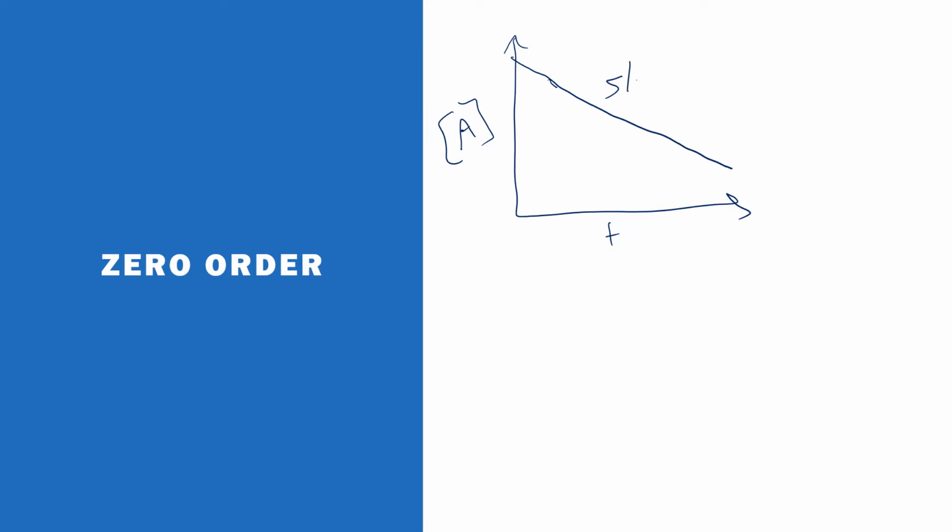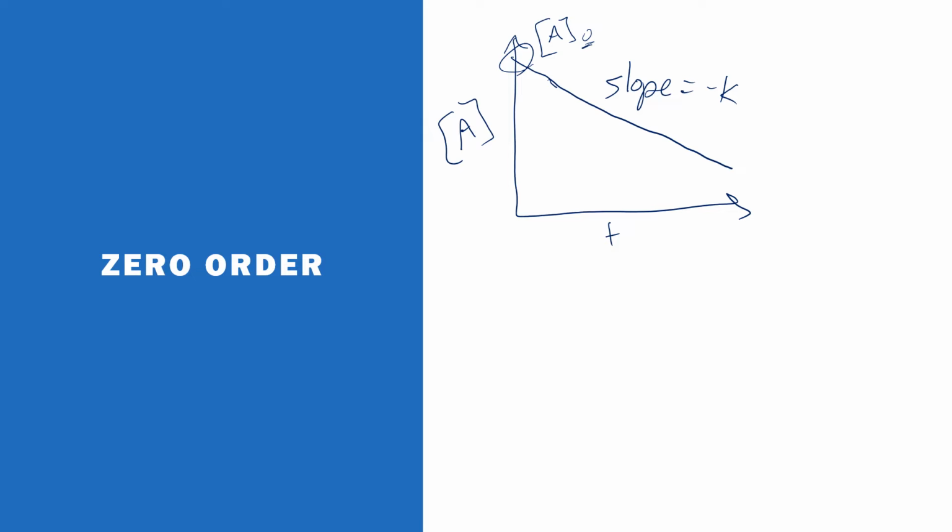And the slope of that line will be equal to the negative rate constant k. We also know that the y-intercept here is going to be equal to the initial concentration. We use A sub 0 because the time is 0. So the concentration at time 0 is the initial concentration.